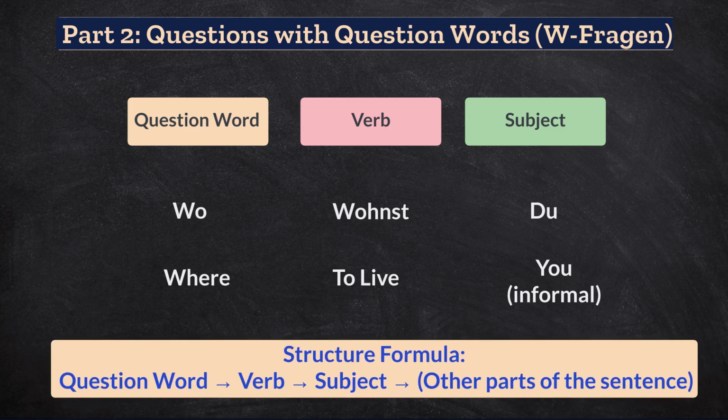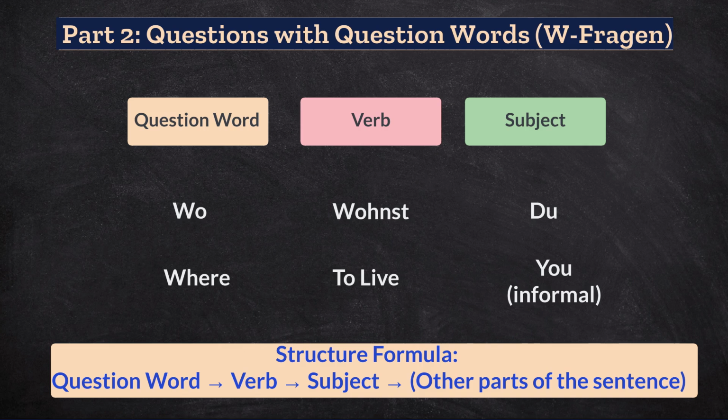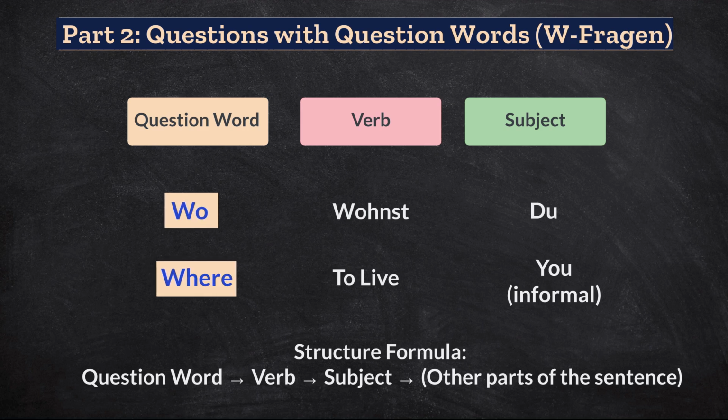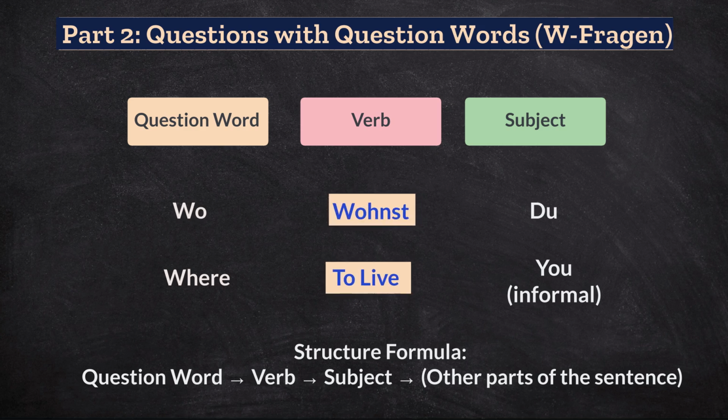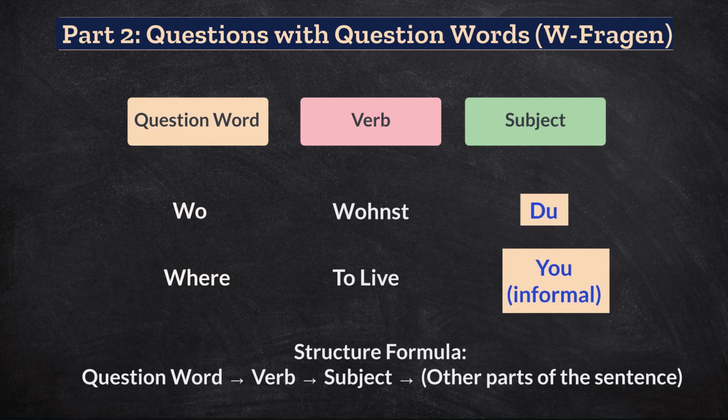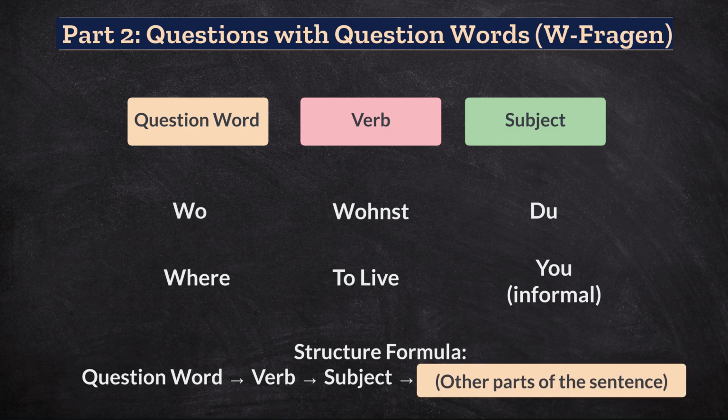In English, the word order usually stays the same as a statement, but in German, the order changes. For example, here is the pattern you must remember for W questions. First comes the question word. This is the word asking for specific information like where, when, what, or why. Second comes the verb. The verb tells us the action or what is happening. Third comes the subject. The subject is who or what is doing the action. After these three parts, any other information or words complete the sentence.